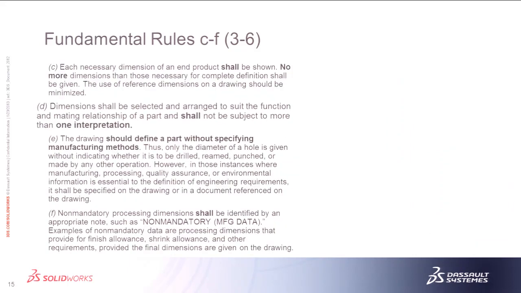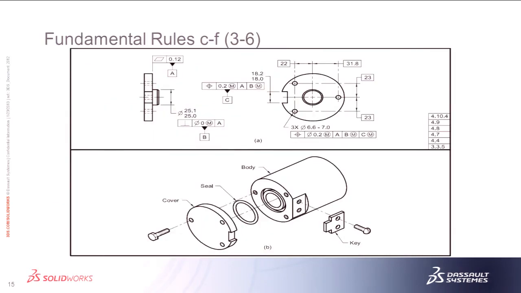All right, so dimensions shall be selected and arranged to suit the function and mating relationship of a part and shall not be subject to more than one interpretation. So assumptions are not allowed on a drawing, so everything must be clearly defined. If somebody has to make an assumption about where something's located or how two features are related, you can't do it.